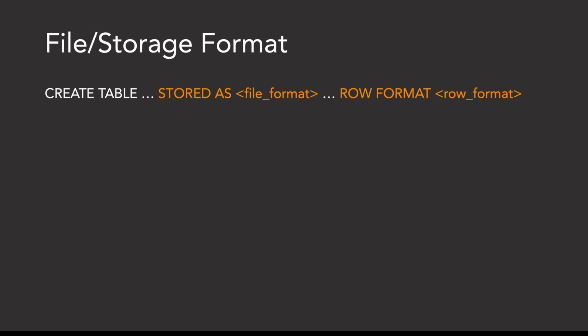Now, before going further, I want to talk about the file and storage format that Hive supports. When you create a Hive table using the create table statement, there are two very specific keywords that are used in the create table statement, which is highlighted here. The first one is stored as, followed by the name of the file format, and then row format followed by the name of the row format. We'll go through these two one by one.